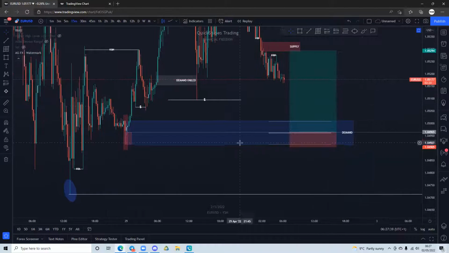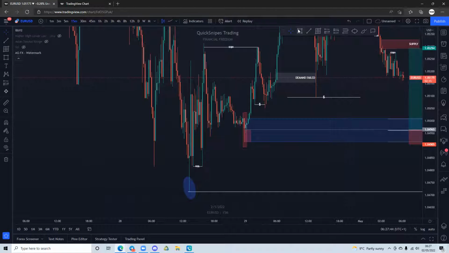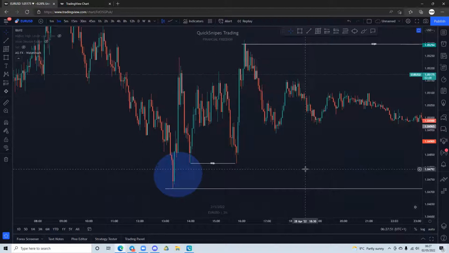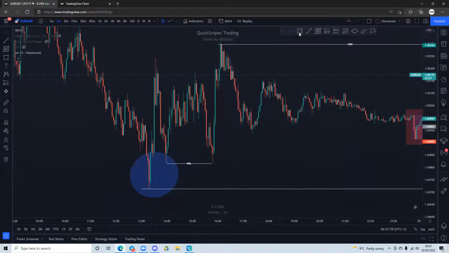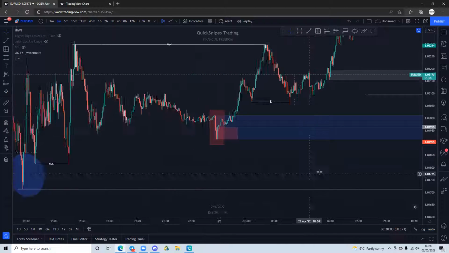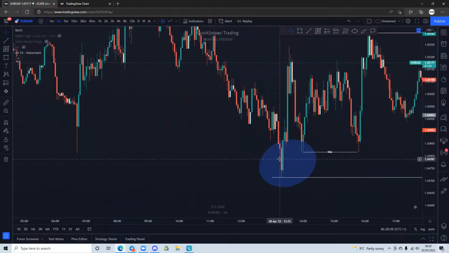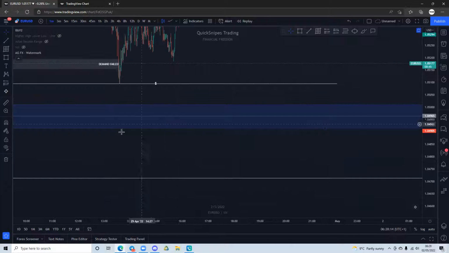Let me see if there's any other areas in terms of this wick, which I talked about. I'm going to highlight it. Oh, in fact, I'll just use this. There you go. And drop to 3 minute. Yeah, as we can see, so point of interest in here, it's been mitigated. Equal lows are formed. So we could potentially be using this as another point of interest should this point of interest be taken out. So that's our other area.